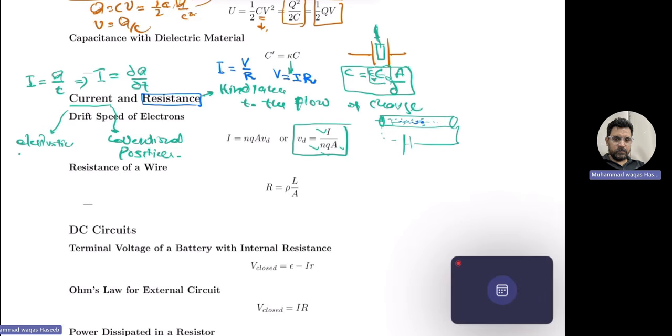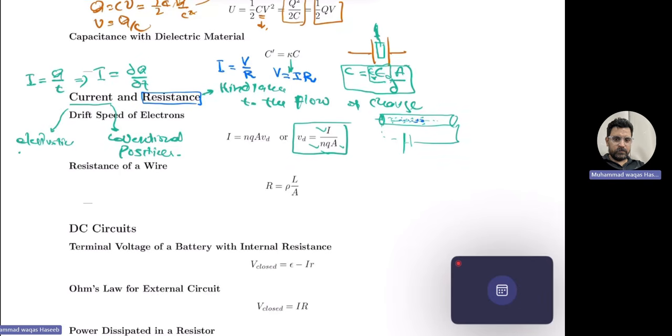Okay, so the resistance of a wire or a conductor is related to this formula, which is the resistance. L is the length of the wire, and A is the area of the wire. So if you increase the area, you have fewer collisions, which means smaller resistance. Increasing the length increases the collisions, which means increasing the resistance.